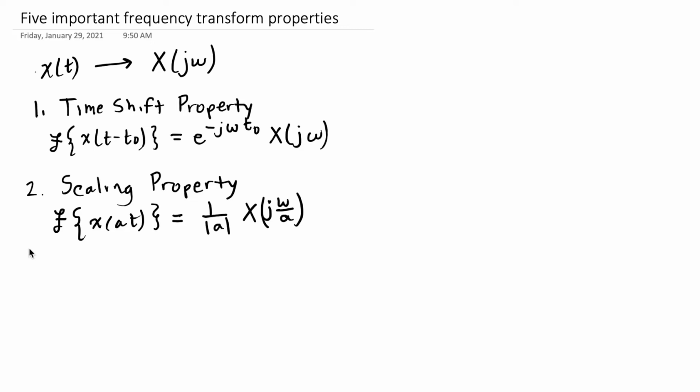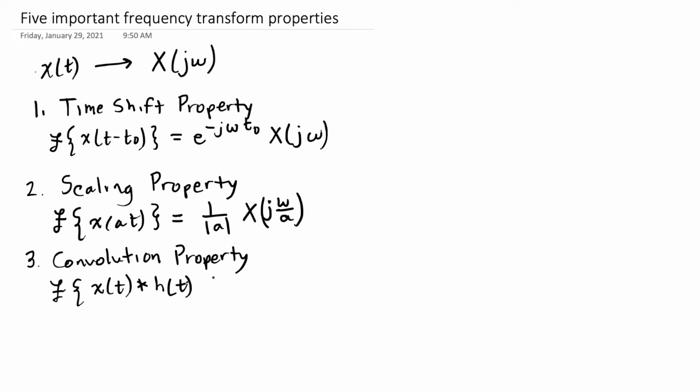The third property I want to mention is the convolution property. The convolution property says that if I have a signal x of t and another signal h of t, in this case I use h of t as a channel impulse response, and I'm convolving the signal with the channel impulse response, the output is going to be the frequency domain version of the signal multiplied by the frequency response of the channel.